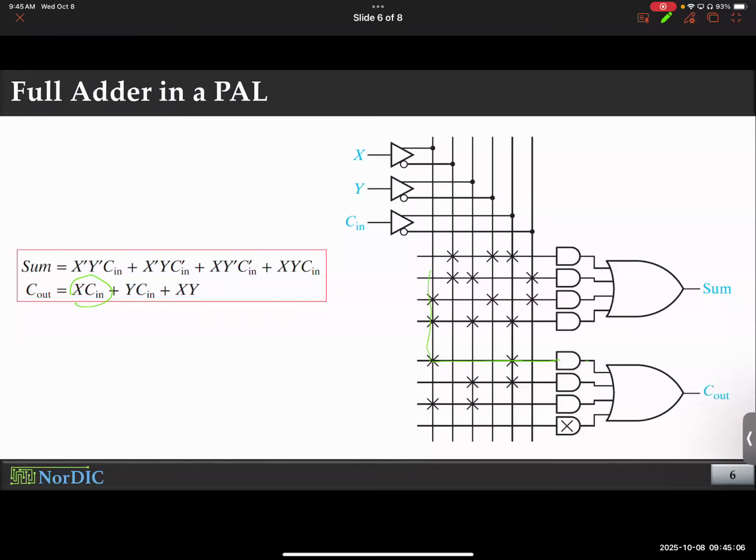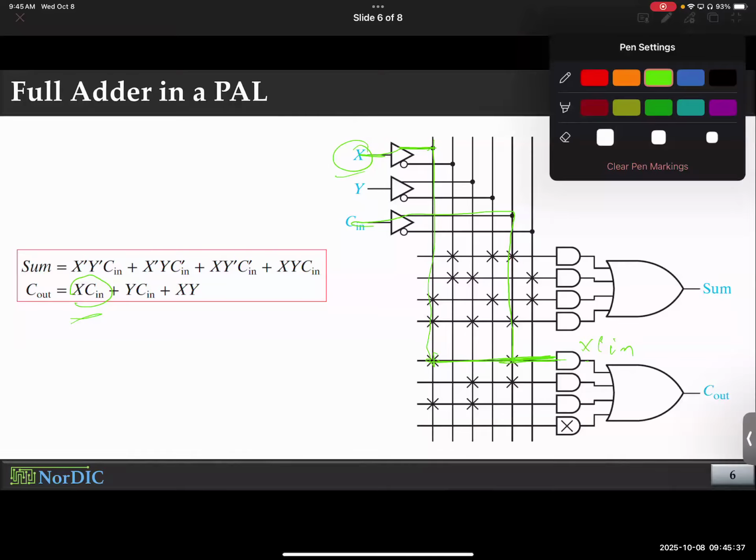You see that this is coming from X, right? And also, so X and C, let me see, what is the other one? This is C in. So this row is giving you X, C in. Does that make sense, folks?